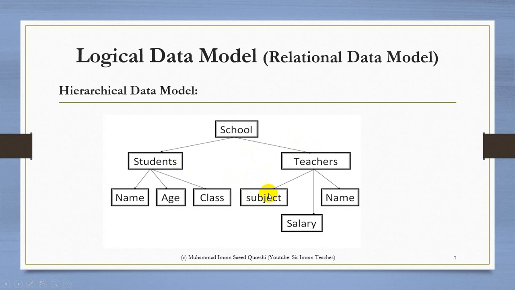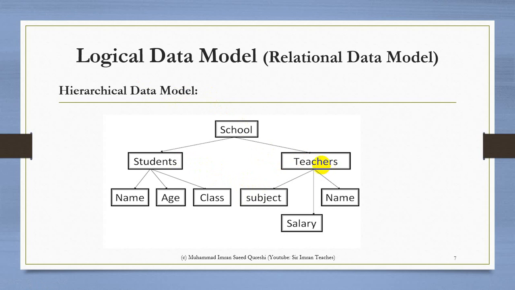with two parents, right? So that means if this is the subject and a teacher is teaching the subject and a student is studying the subject also, then we must attach the student with the subject. But this model, the hierarchical data model, was not allowing us to connect this child with two parents. So that was the hindrance. So this was the reason that things got complicated.